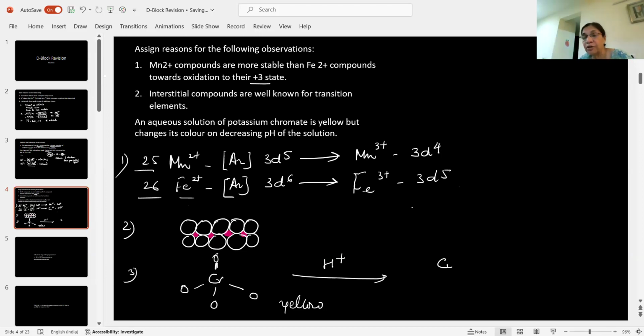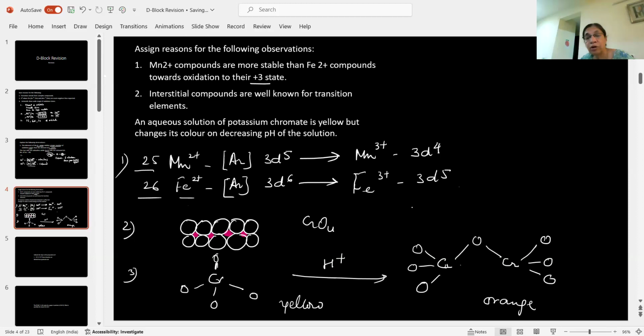Then it changes into a dichromate ion. So the dichromate ion is Cr, O here, here, and here, and another O here, Cr, O, O, and O. This is orange. So since CrO4 2 minus changes into Cr2O7 2 minus in acidic medium, that is why the color changes from yellow to orange by decreasing the pH.